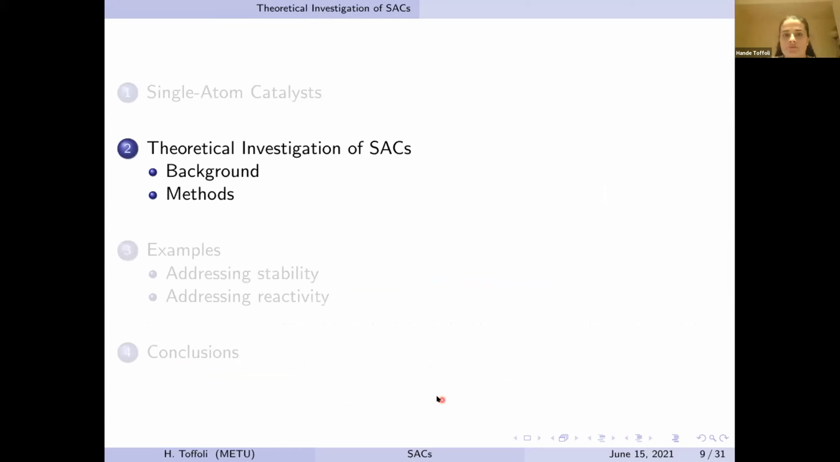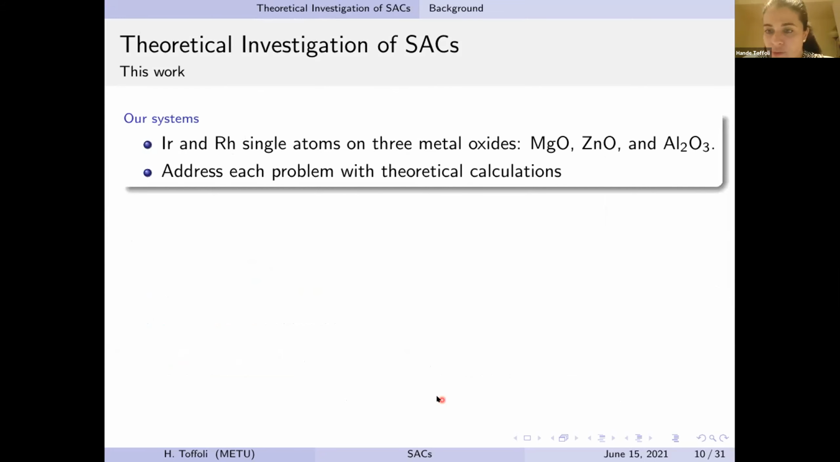Okay, so after this introduction, let me give you another brief introduction on the theoretical side of things. As I said, we're not experimentalists. We look at these problems using modeling. So in our work, we particularly concentrate on two metal atoms, iridium and rhodium, on three oxides. In fact, we work on five oxides. We work also on titania and lanthanum oxide. However, today, due to time constraints, I will be presenting results from just three oxides, namely magnesium oxide, zinc oxide, and alumina.